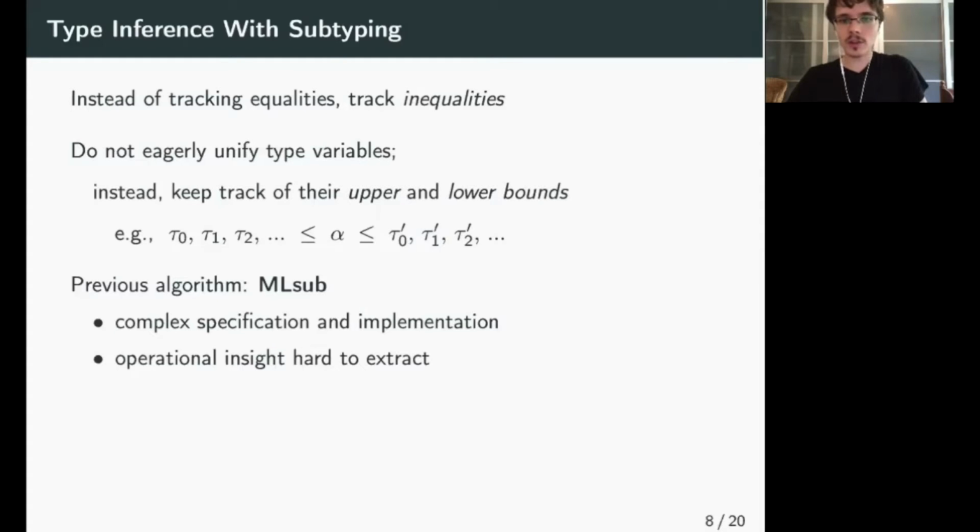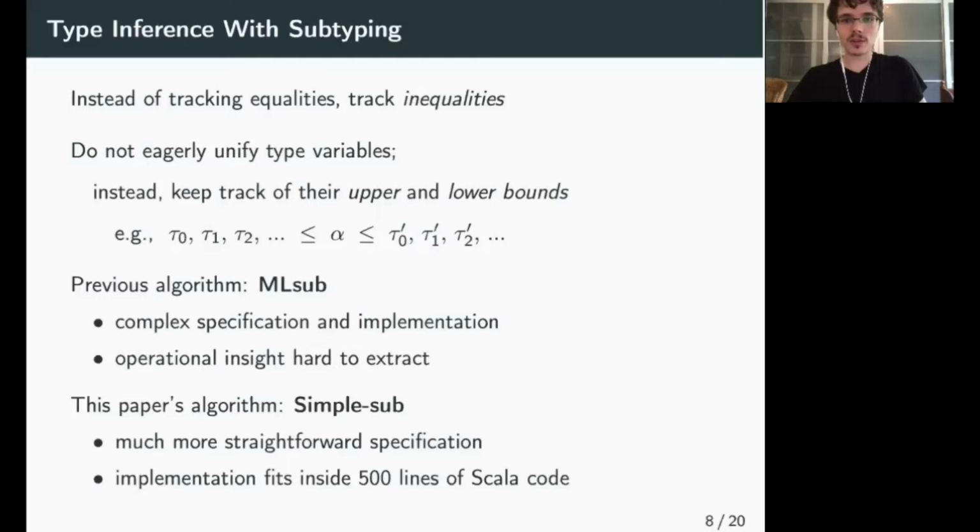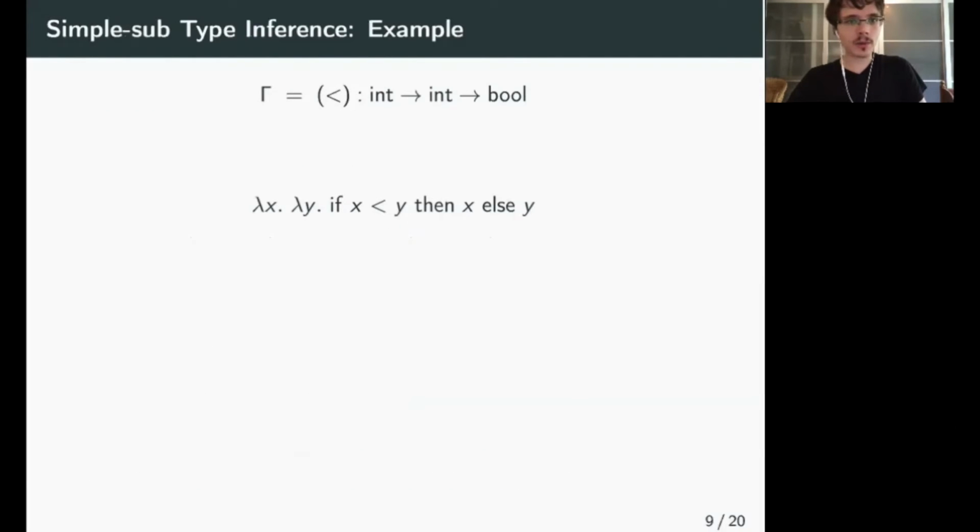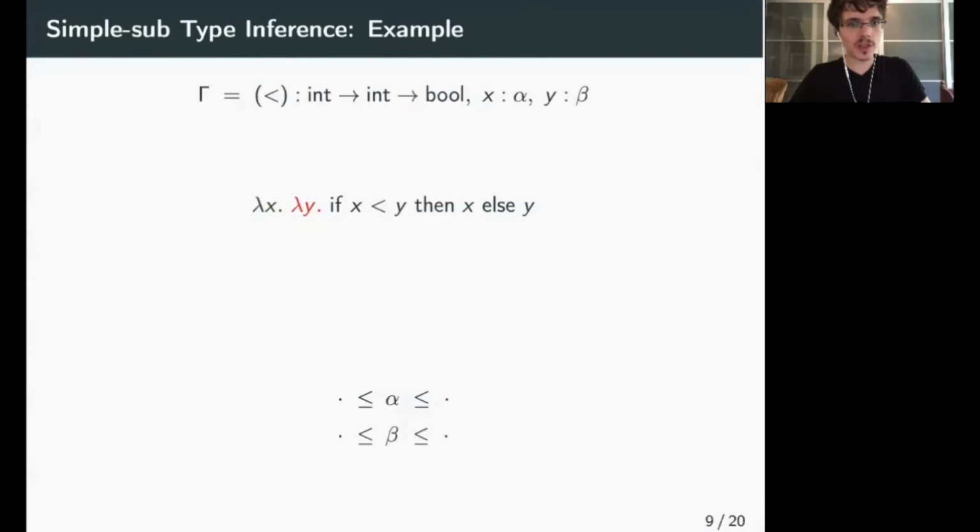In the paper, the new simple subalgorithm is introduced, which is closer to the traditional type inference algorithm we have just seen and is easier to specify and implement. Going back to our example, we look at the outer lambda again. We extend the context with a new type variable, as before. Same for the second lambda abstraction. We extend the context with a new type variable beta.